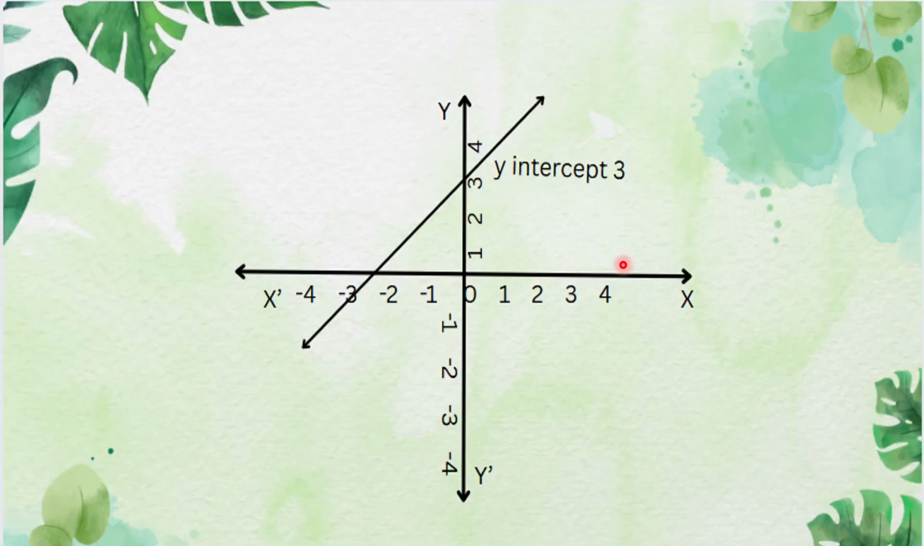Now let us discuss the concept of the y-intercept. The y-intercept of any line is actually the point where the line cuts the y-axis, either positive or negative. If the line cuts the positive y-axis, then the y-intercept will be positive, while if the line cuts the negative y-axis, then the y-intercept will be negative.